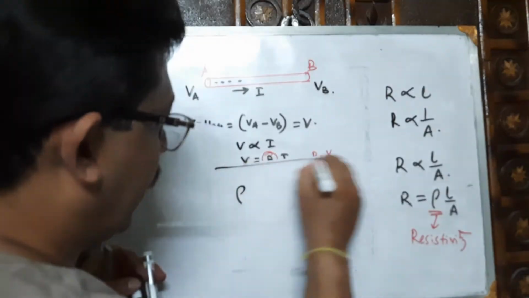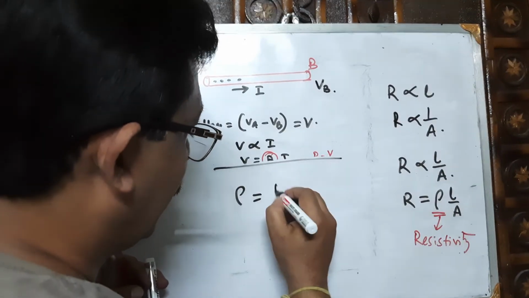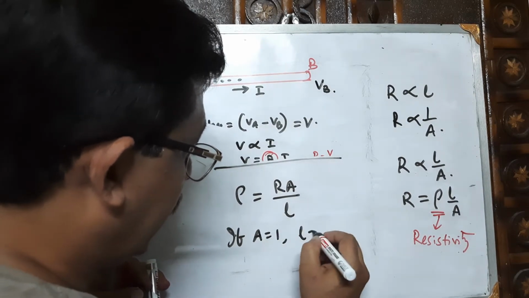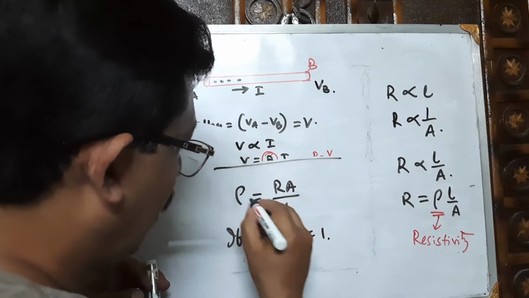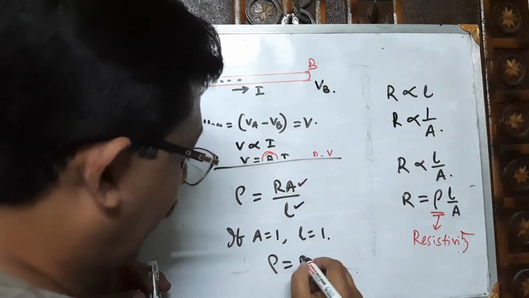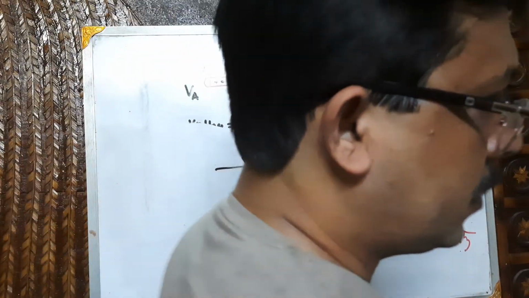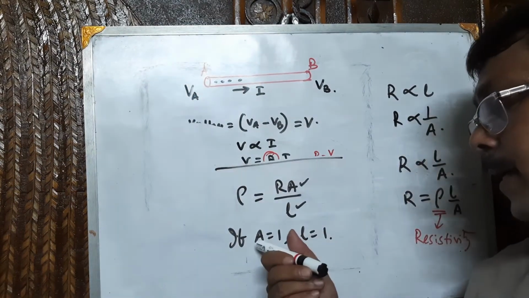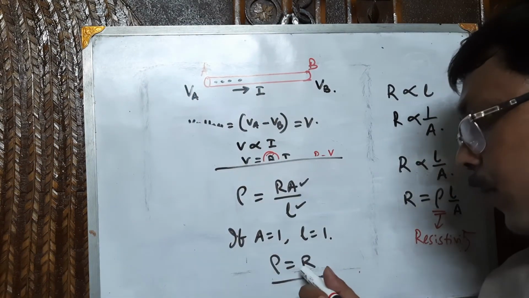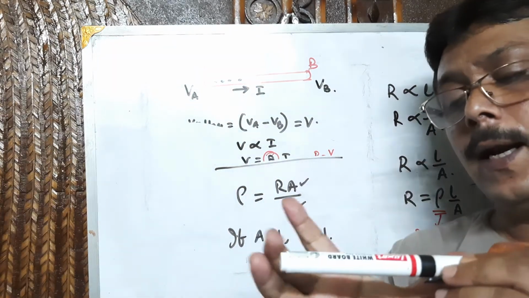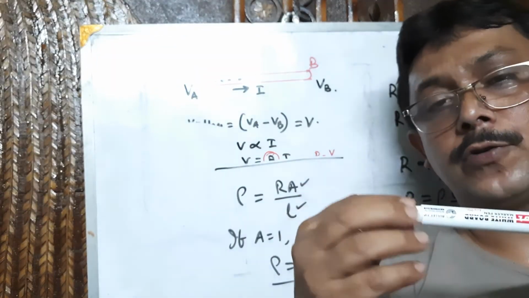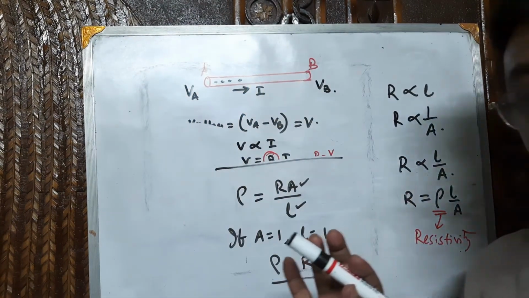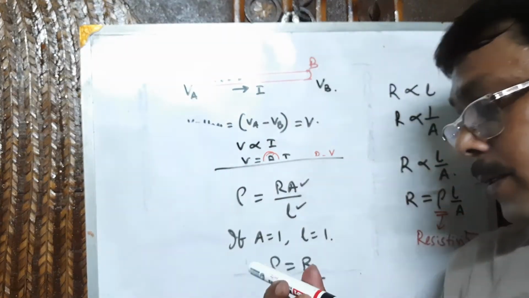So what is rho? Rho equals R A by L. So if A equals 1 and L equals 1, then rho equals R. So what will be the definition of resistivity? The definition of resistivity is that if I take a wire whose length is unity and cross-sectional area is unity, then the resistance of the wire is equal to rho. That means the resistance of this wire is equal to the resistivity of this particular material. If it is copper or iron, whatever it be, it depends upon this material.